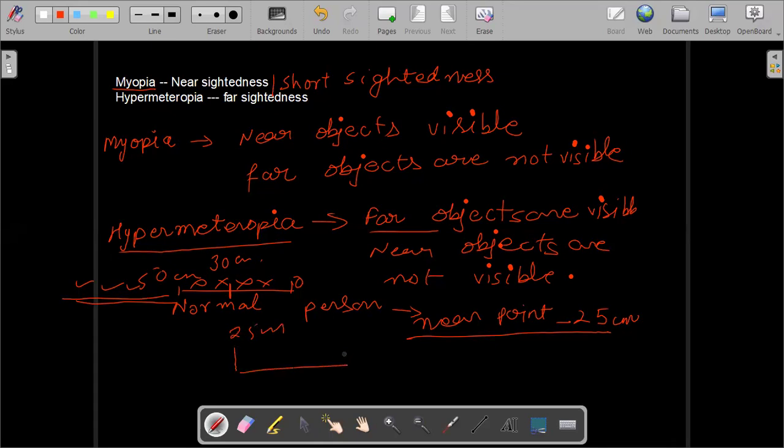So this object is seen clearly with the eye, but for the objects which are placed beyond this, maybe he is able to observe at a certain distance. Suppose he is able to observe up to a distance of 1 meter and he is not able to observe beyond that. So beyond this, his visibility is not clear. Before that, his visibility is clear everywhere. So here we call this the far point. This is the maximum point up to which the person can see.